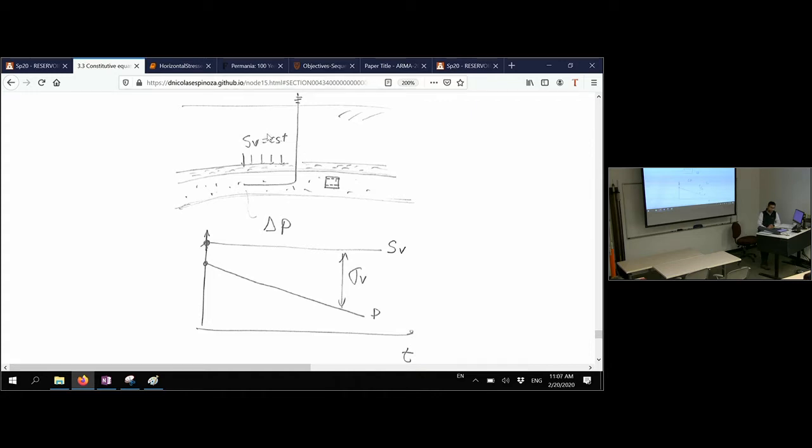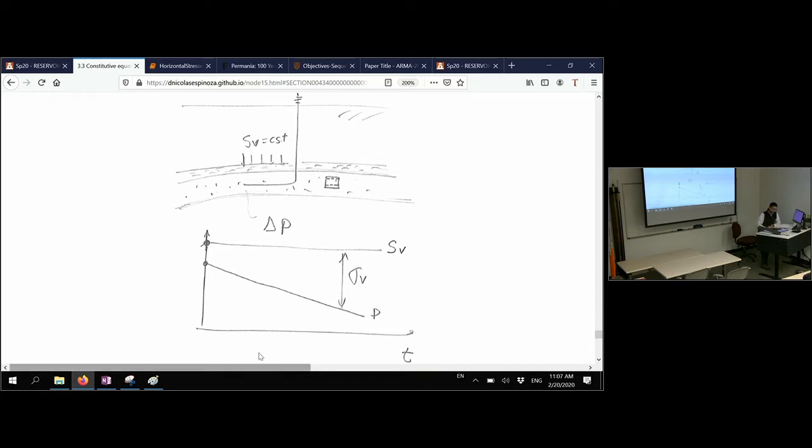Everything on top is going to stay the same. Therefore, the total vertical stress is going to be the same. As you lower the pore pressure, effective stress is going to increase, and that will compact the rock. That will make it smaller. We're interested in quantifying how much smaller that rock will get. And that would depend on the rock bulk compressibility.